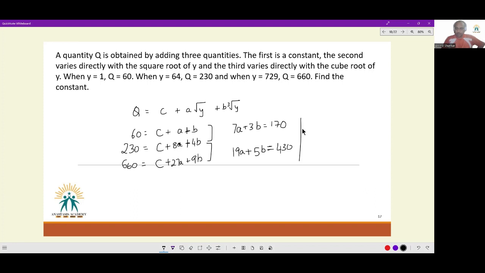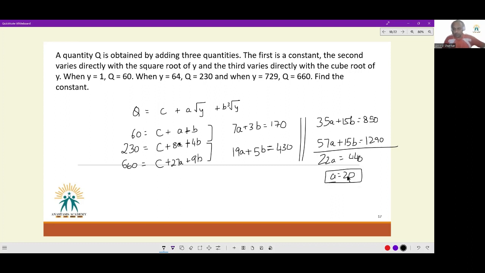We multiply the top equation by 5 and the bottom equation by 3. So I get 35A plus 15B is equal to 850. Here, multiply this by 3, I get 57A plus 15B is equal to 430 into 3, which gets me to 1290. So I get 22A is equal to 440, or A is equal to 20.